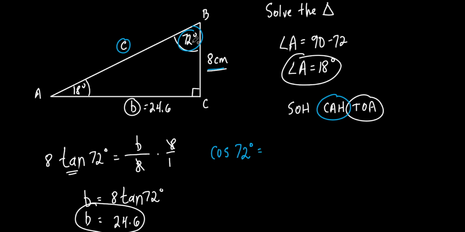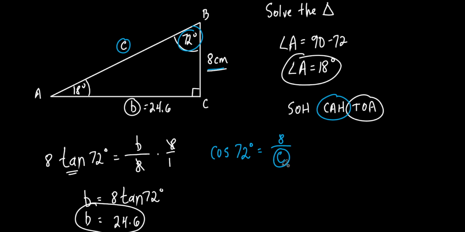So the cosine of 72 is equal to what over what? Adjacent over hypotenuse. So it's going to be 8 over C. Now this is a little bit trickier than the last one. On that one, to get b by itself, all I had to do was multiply both sides by 8. But on this one, look where the c is. It's not on top. It's on the bottom. So I got to do two things to it.